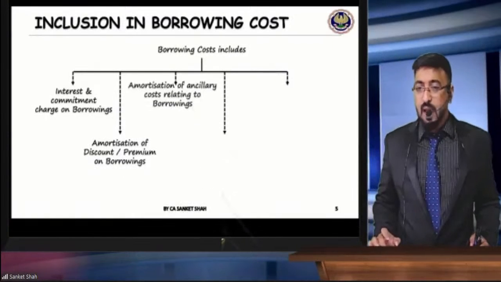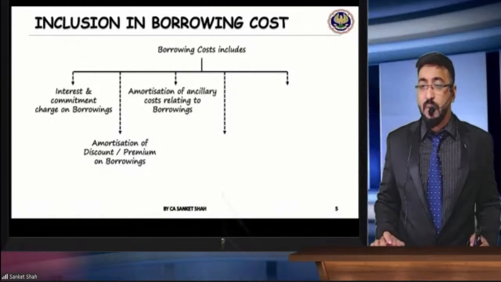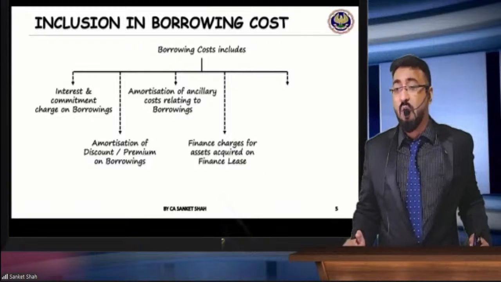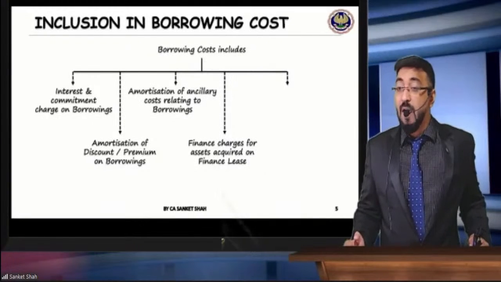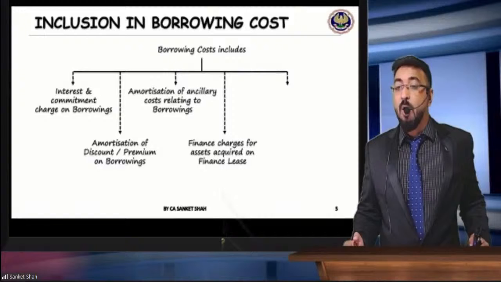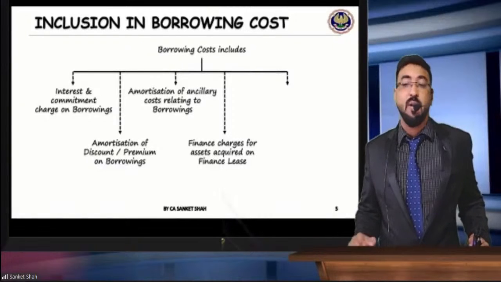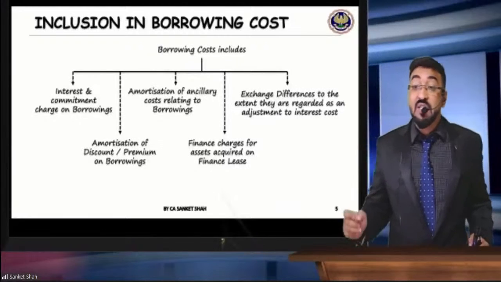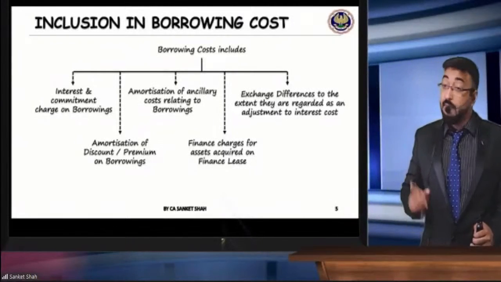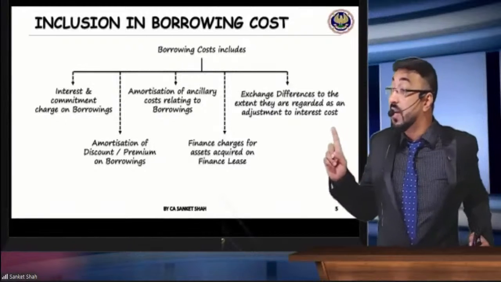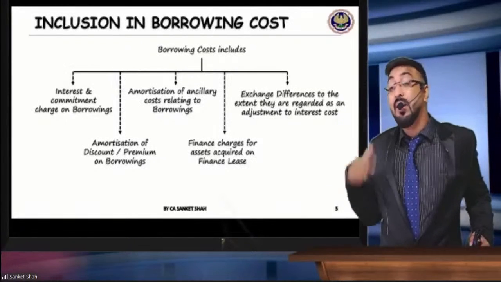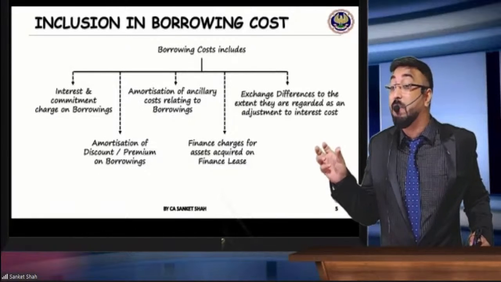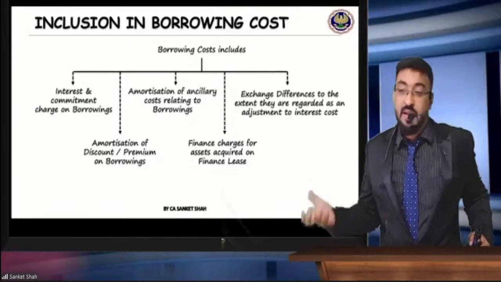Write down first. Amortization of discount or premium on borrowing. Amortization of ancillary costs relating to borrowing. Finance charges for asset acquired under foreign finance lease, and which is very important, last one, exchange difference, because I taught it in accounting standard 11, that we will see it in the accounting standard 16 for interest, exchange difference in case of interest.